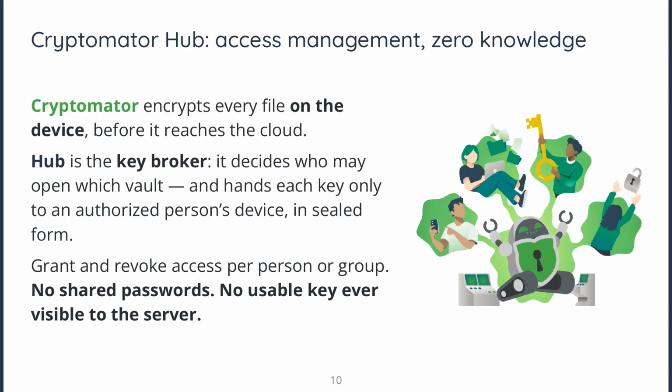It decides who may open which vault and hands each key only to an authorized person's device, of course in a sealed and encrypted form. This allows for granting and revoking access per person or group without the need for shared passwords. Cryptomator Hub is a server application and it never has access to any usable keys, which is what we call zero-knowledge encryption. So, how does Cryptomator Hub actually work?